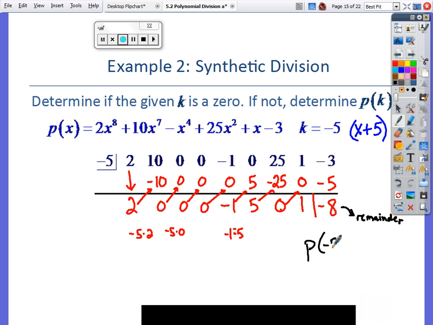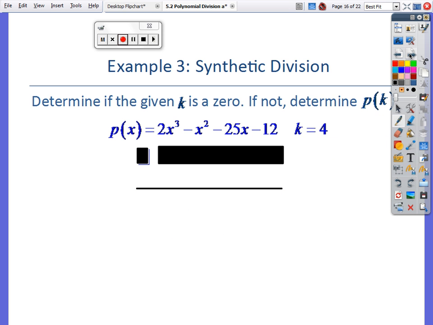So what is p sub negative 5? It would be -8. And that's your remainder theorem. Whatever we plug in, the remainder tells us what the value is when we plug it in. Okay? All right, let's take a look at another one.